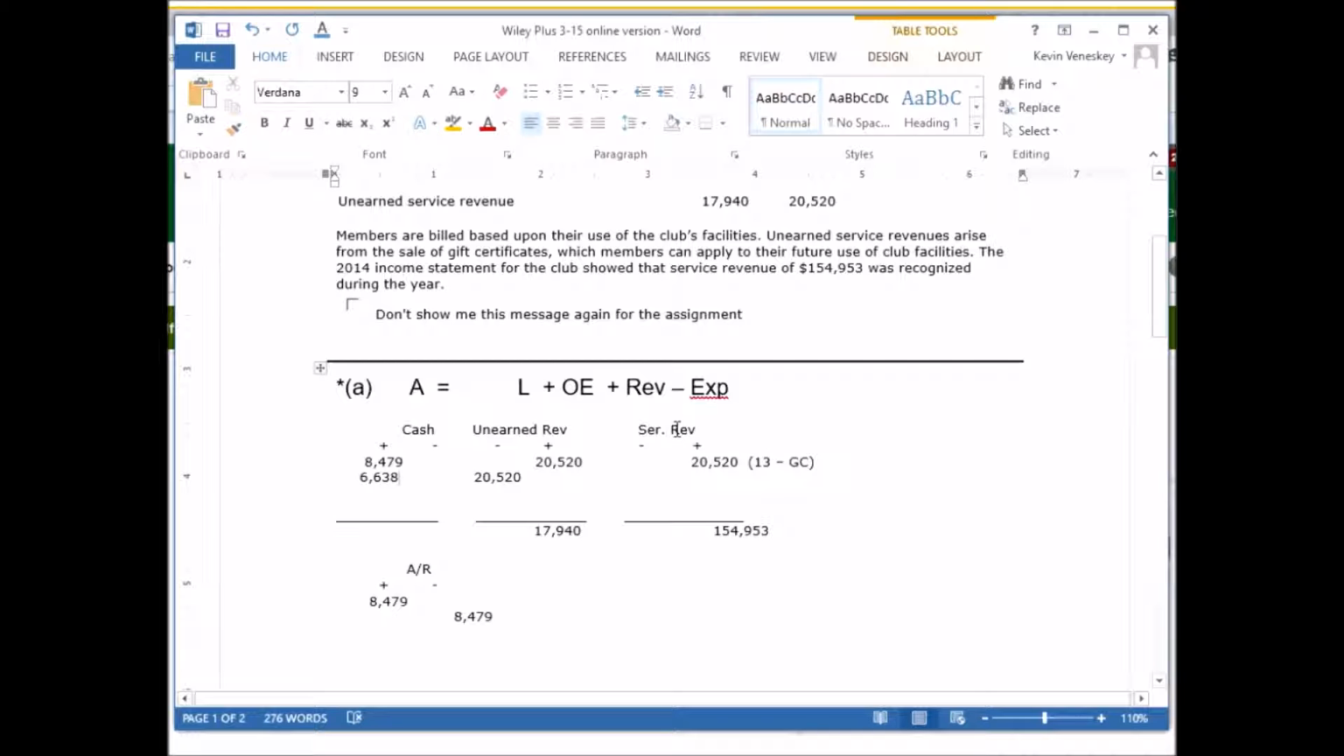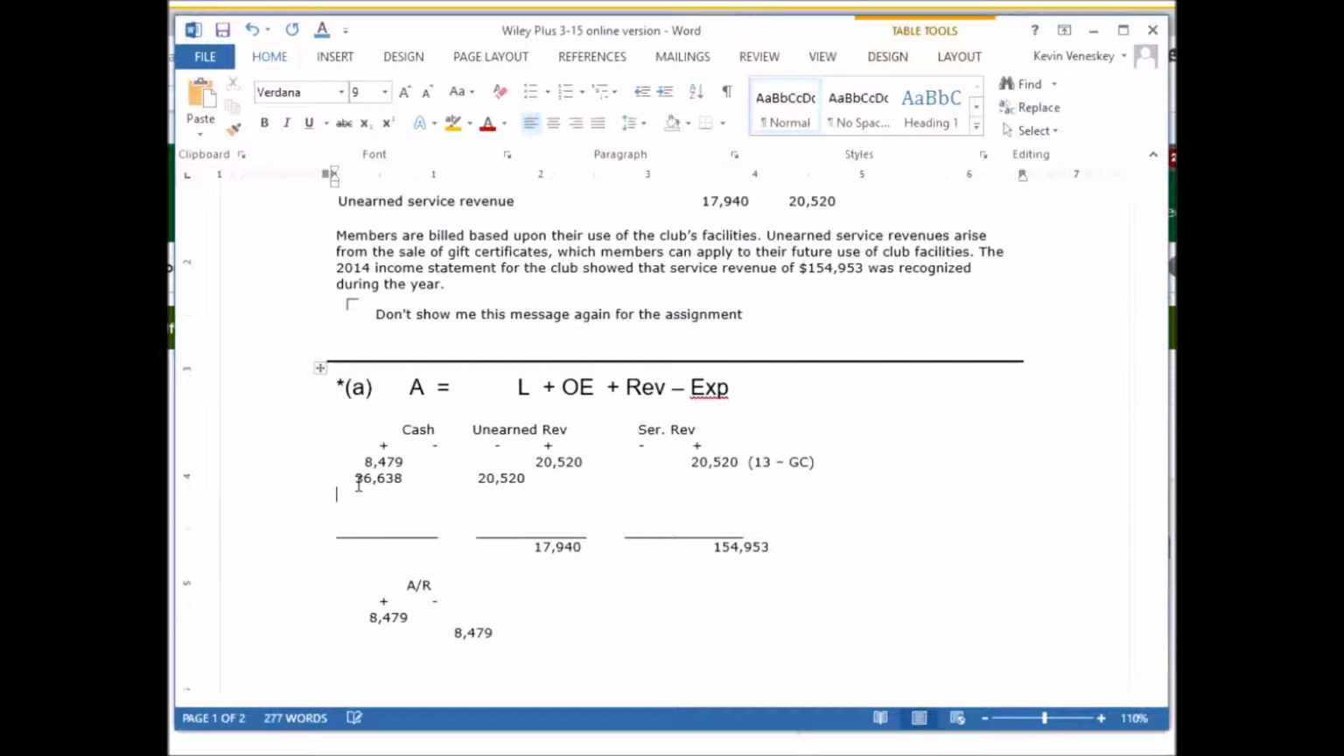And how did I get the money? Where did it come from? Well, I didn't provide a service, at least not yet. It came from me having to owe a future service of $36,638.